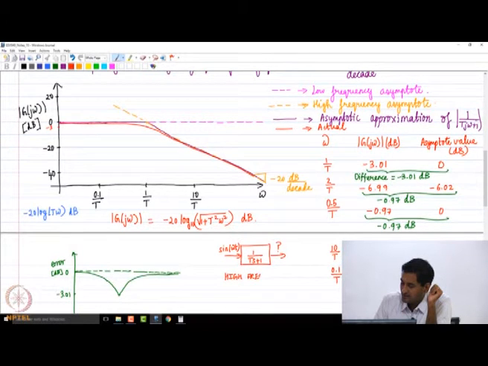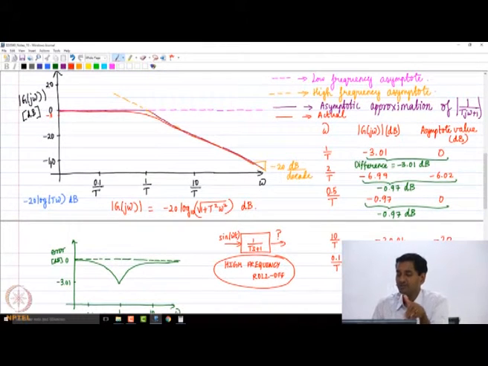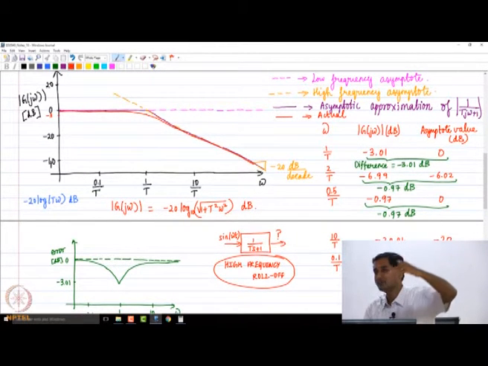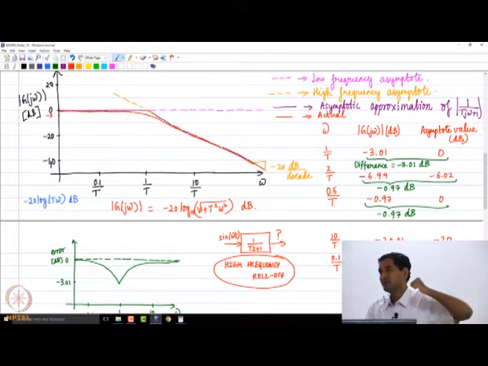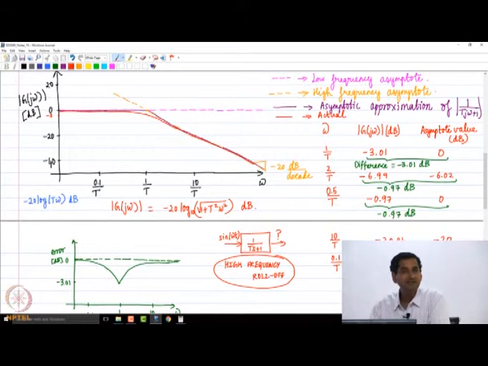What people call high frequency roll off is just a term which one may encounter in frequency domain analysis. It indicates at what rate my magnitude curve is dropping at high frequency. For example, here the high frequency roll off is minus 20 decibels per decade, for the first order factor that we have plotted. Because as frequency keeps on increasing, the rate at which the curve is going down is minus 20 decibels per decade. That's a slope. That's what is called high frequency roll off.